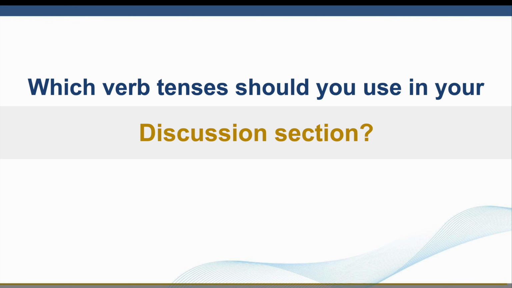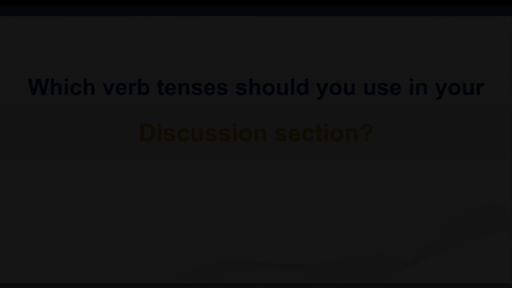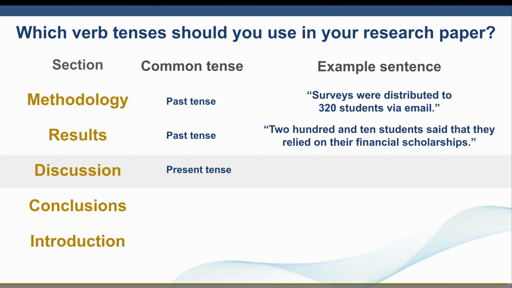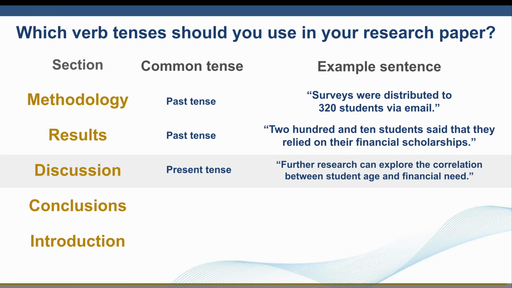Which verb tense should you use in your discussion section? Your discussion section should be written in the present tense to apply your findings, state the implications of your research, and to suggest further research on your topic. For example, further research can explore the correlation between student age and financial need.